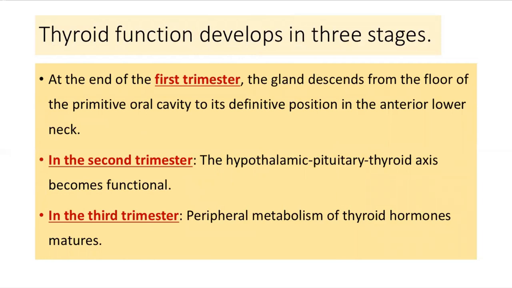Thyroid function develops in 3 stages. In the first trimester, the gland descends from the floor of the primitive oral cavity to its definitive position in the anterior lower neck. By the second trimester, the hypothalamic-pituitary-thyroid axis becomes functional. And in the third trimester, peripheral metabolism of thyroid hormones matures.